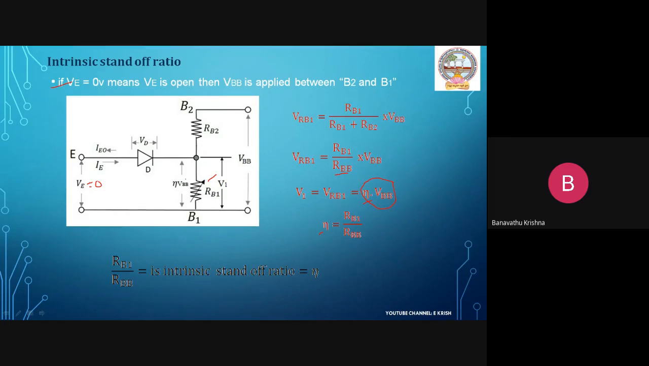This is the voltage drop across this variable resistance, and this voltage will be connected here. Then the diode goes to reverse bias condition. Let us discuss it in the next slide.